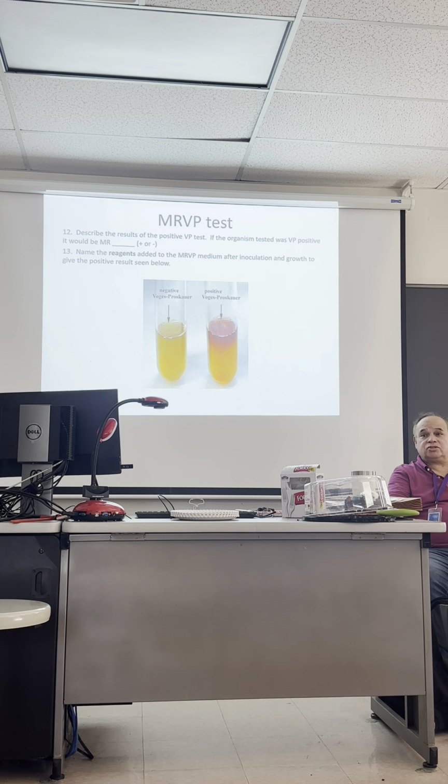Name the reagents that are added to the VP test. Potassium hydroxide and alpha naphthol. Now, when you add it, it takes 15 minutes. Provi is very impatient. So therefore, we add creatine, and the function of creatine is what? Catalyst. It speeds up the reaction.